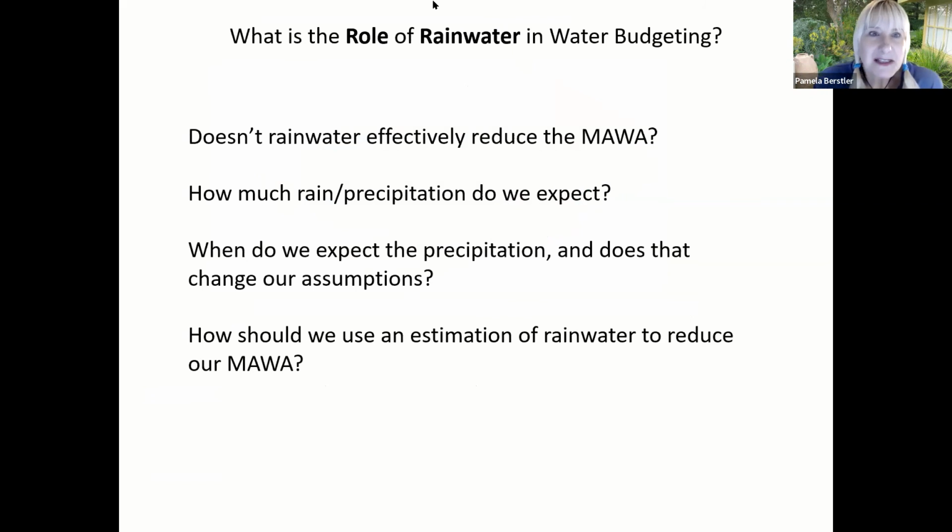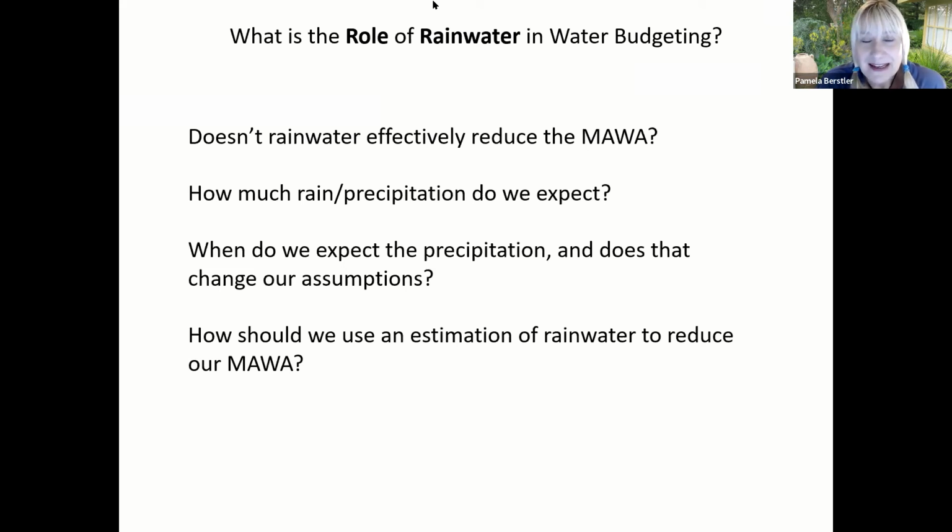Okay, so what can we do to reduce our estimated total water use? Or so I'm going to ask the question that's actually on the slide because it's a very tricky question. It's something that you need to think about. What's the role of rainwater in water budgeting?